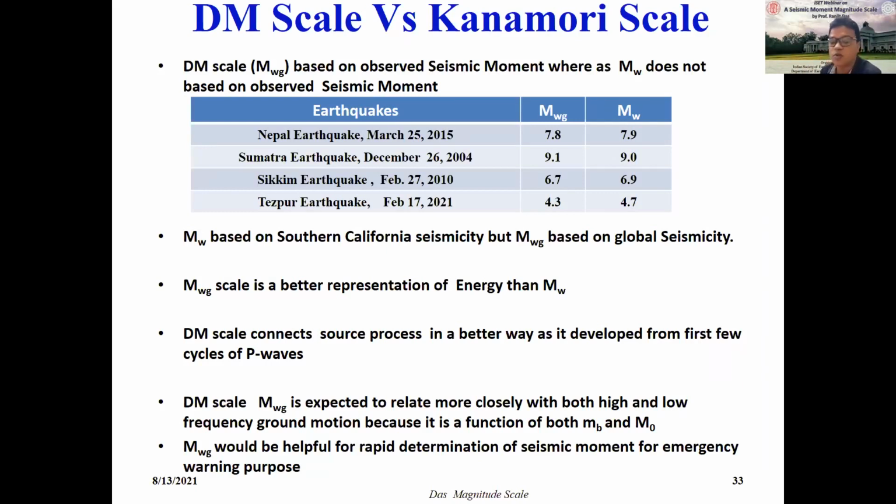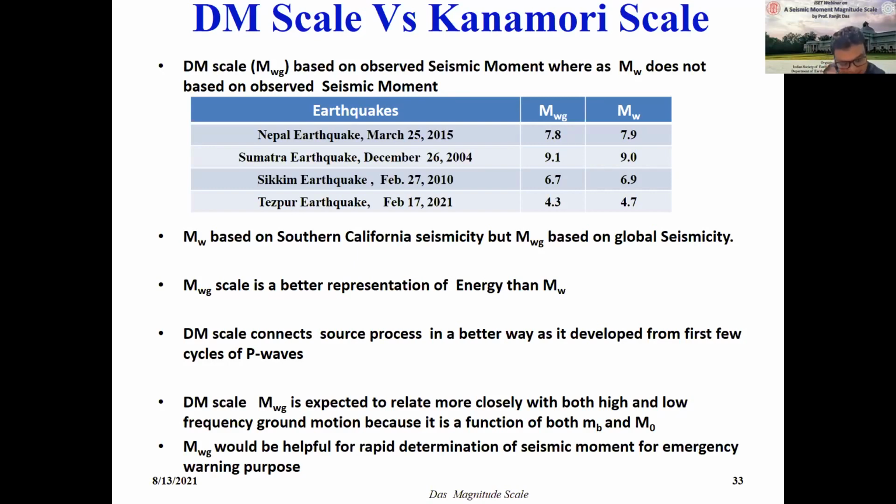Remember, these differences are significant because one magnitude scale change gives 32 times the energy. This scale also gives a better representation of the energy, therefore it has much more sense. It also considers global seismicity, not only Southern Californian seismicity. The MW scale is based on Southern California seismicity, but MWG is based on global seismicity, so we consider the global tectonics. So MWG is a better representation of energy than MW.